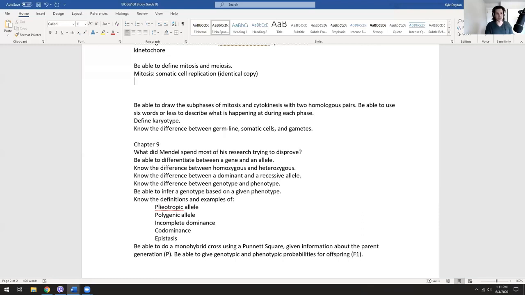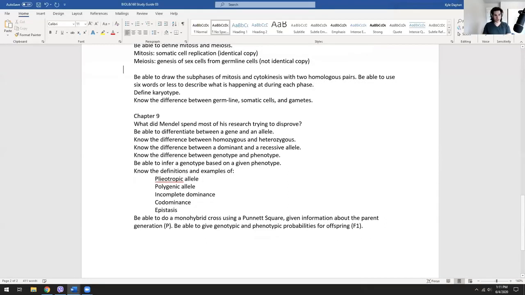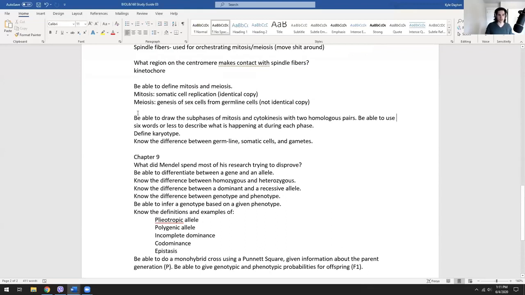Or trying to, at least. And then meiosis, genesis of sex cells from germline cells. Not identical copies. Now we know that sex cells are going to be haploid. And then the fusion of two sex cells makes a zygote. Well, actually, I think we're probably getting there at this point where we can fuse two of any sex cell.